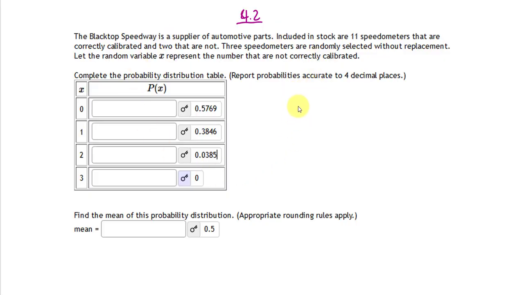In this video, I'm going to solve a few questions on section 4.2 and 4.3 homework assignments. This question is from section 4.2.